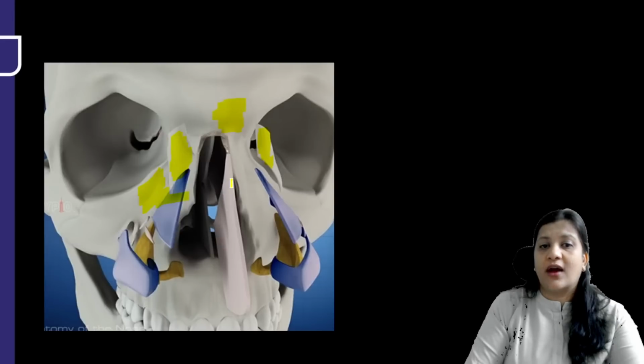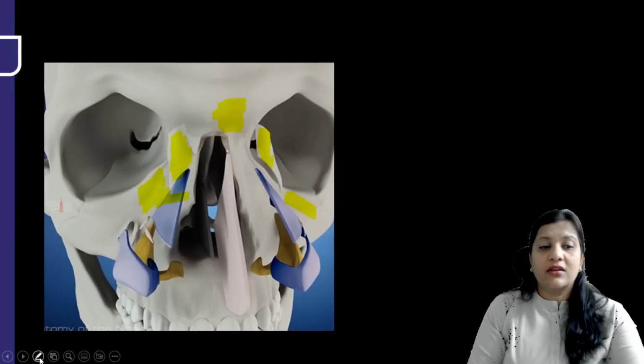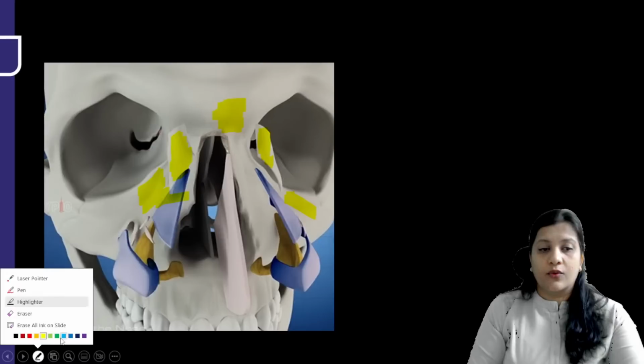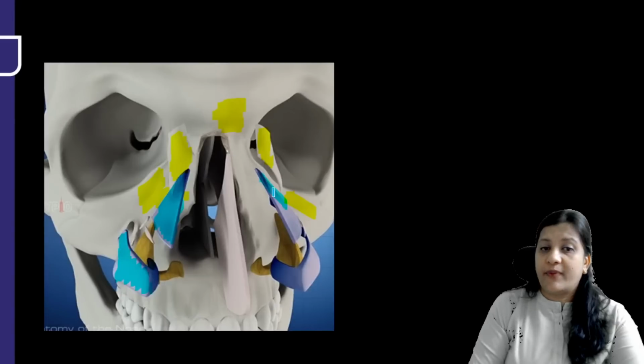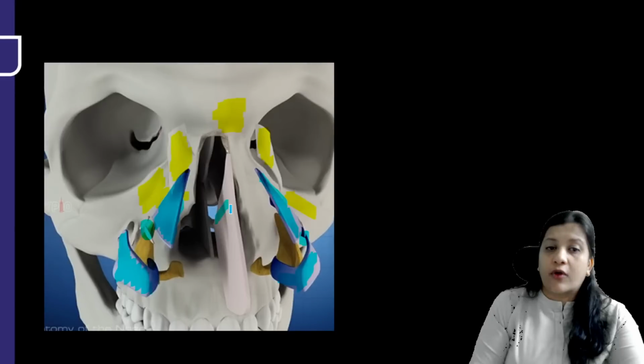From the sides you have the ascending process of maxilla. So this forms your bony upper third of the nose. The lower third of the nose is formed by cartilaginous pyramid. So you can see this is your upper lateral cartilage, this is your lower lateral cartilage. Paired on both the sides you have upper and lower lateral cartilage. You have small sesamoid cartilage, and from below the unpaired cartilage is your septum.